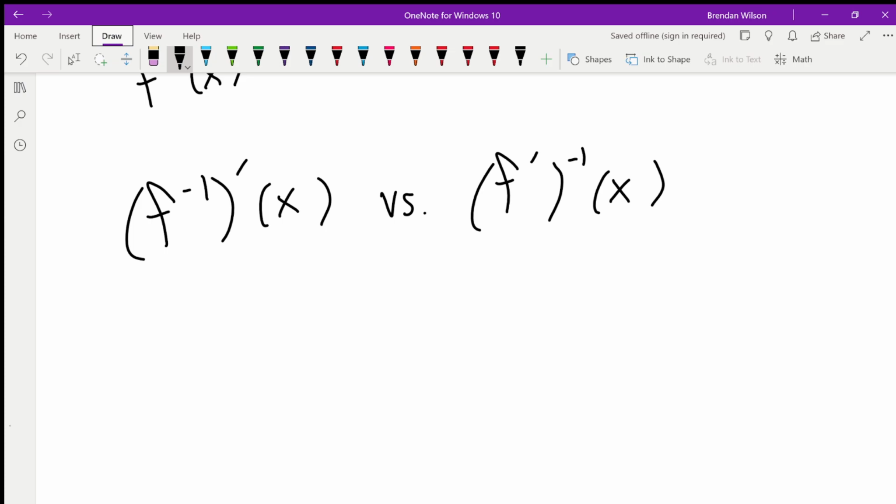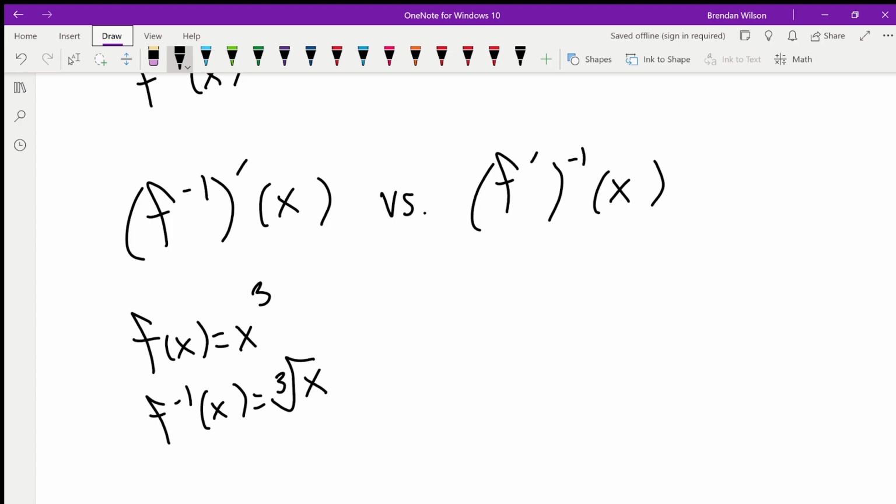So for example, if we have f of x equals x cubed, which would mean that f inverse of x equals the cube root of x, okay, then f inverse prime of x, the first one over here, would be the derivative of the cube root function, which would be 1 over 3 x to the 2/3, right?